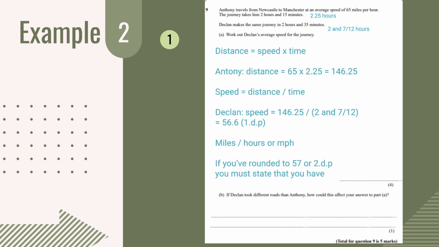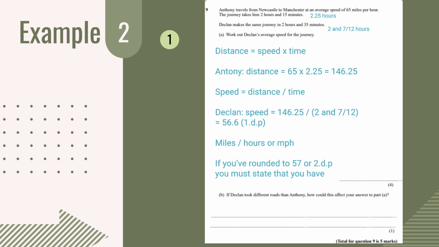Now, we can work out the distance for Anthony, because we have speed and time for Anthony. So distance for Anthony equals 65 times 2.25, which equals 146.25. Now, as we have the distance, which is the same for both, we then do distance divided by time to get Declan's speed. So do 146.25 divided by 2 and 7/12 to get 56.6 to 1 decimal place. And this is in miles per hour or mph.